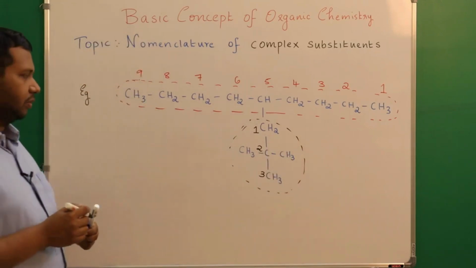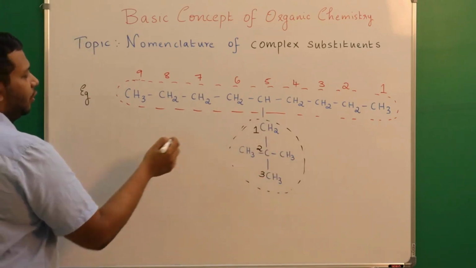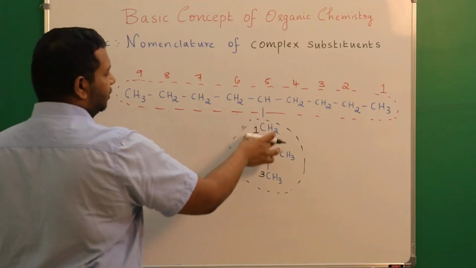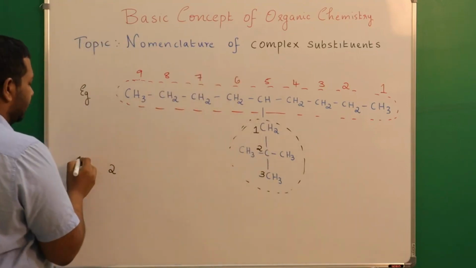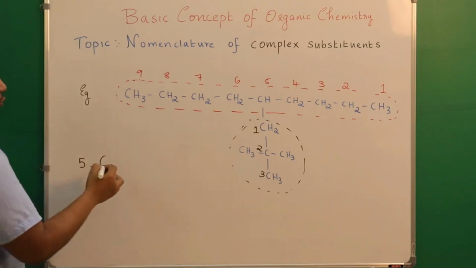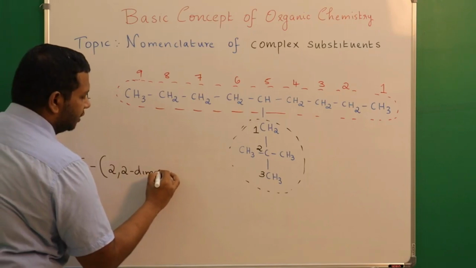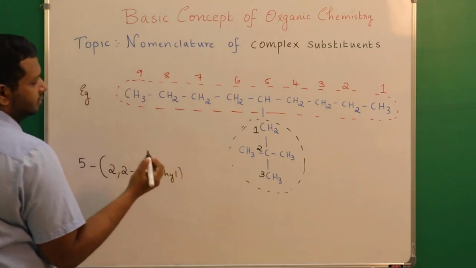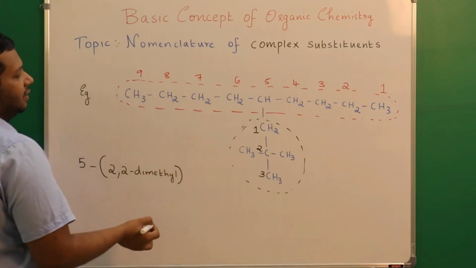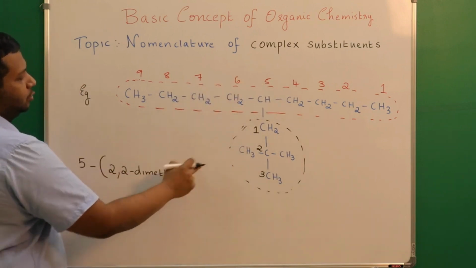Now how to name this compound? Tell me. The 2 degree prefix. There is a complex substituent. So how will you name that complex substituent? Since initially itself it is coming, at what position is it coming? 5th position. So I will say 5 hyphen, bracket open, 2,2-dimethyl, correct? So this is the complex substituent. So dimethyl. Then are any other substituents there? No. So 5-(2,2-dimethyl).